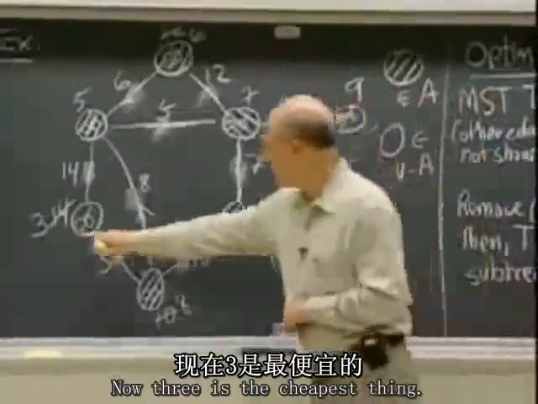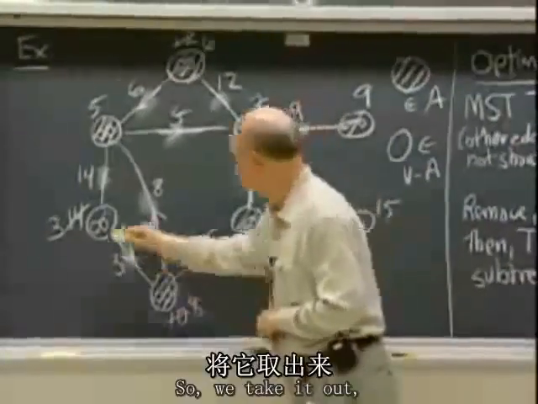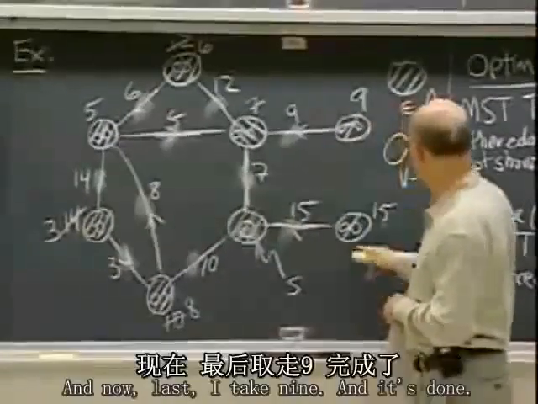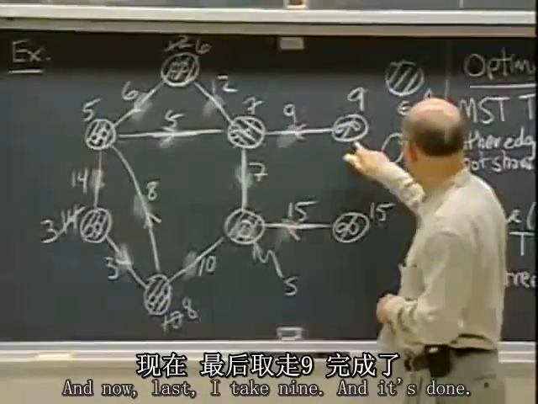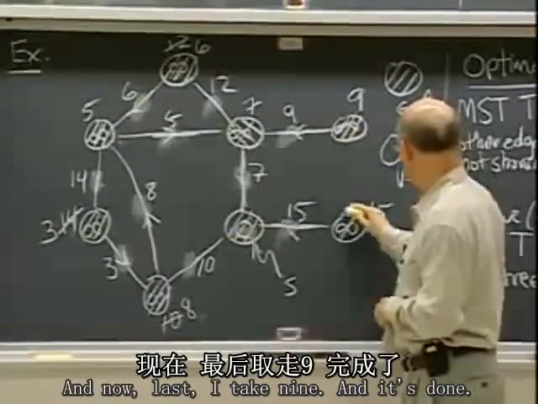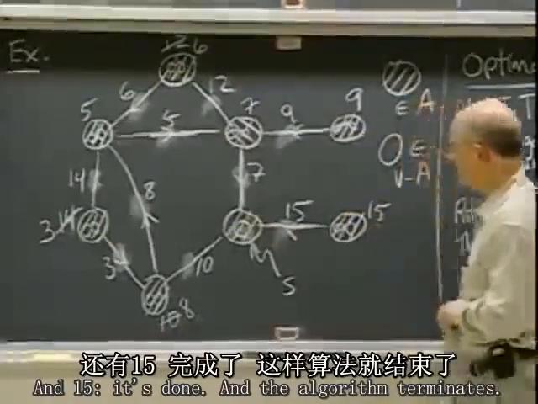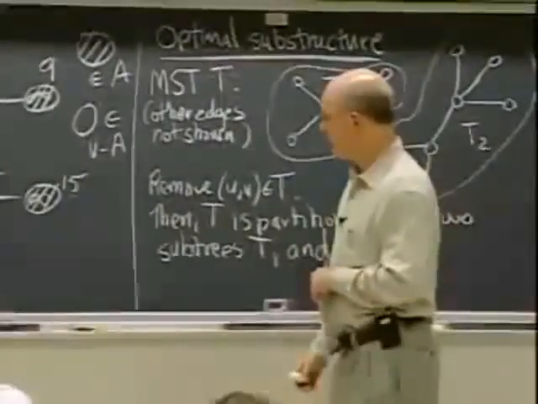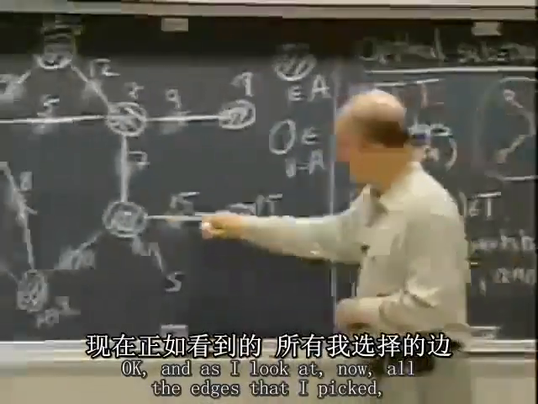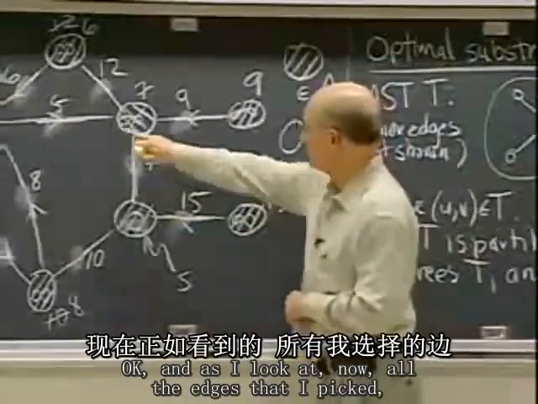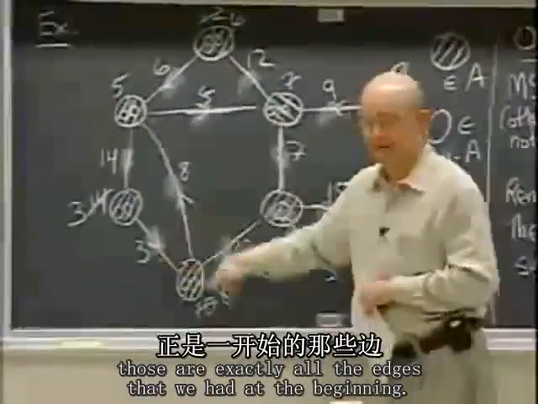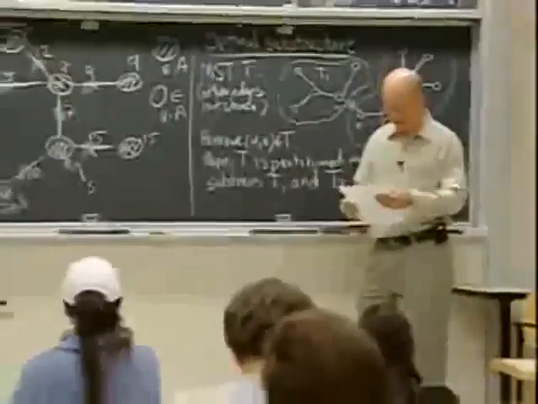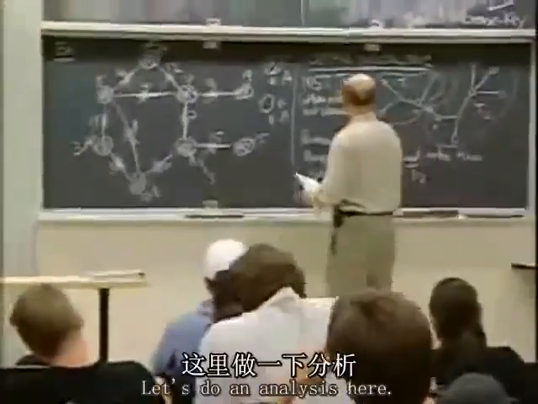Now 3 is the cheapest thing. So we take it out. And of course, there's nothing to be done over there. And now last, I take 9. And it's done, and 15, it's done, and the algorithm terminates. If I look at now all the edges that I picked, those are exactly the edges that we had at the beginning. Okay, let's do an analysis here.